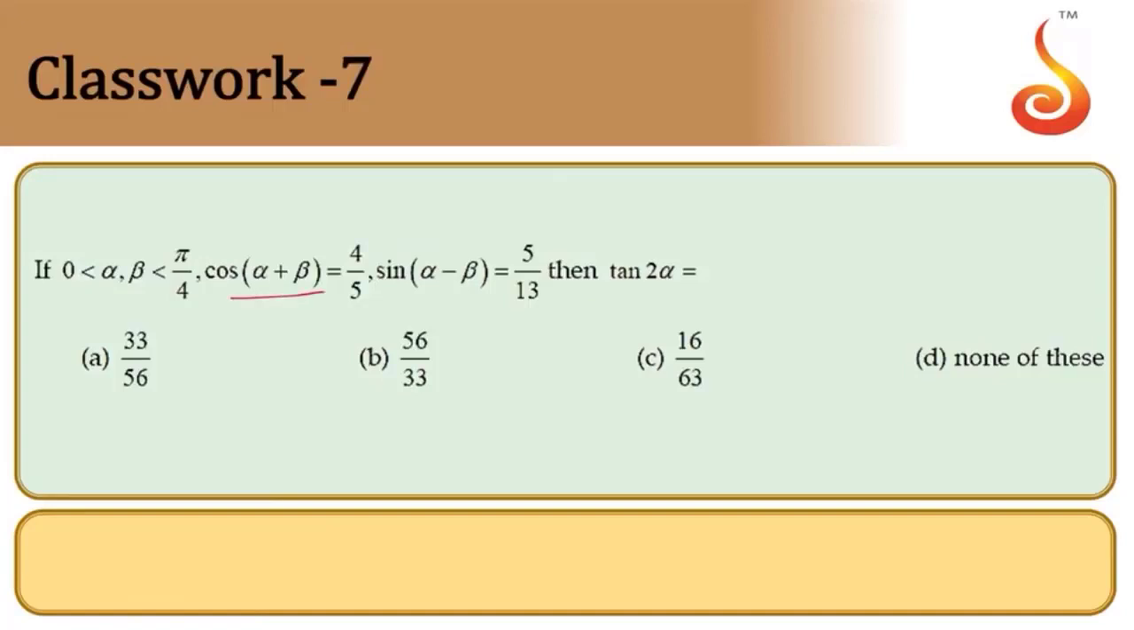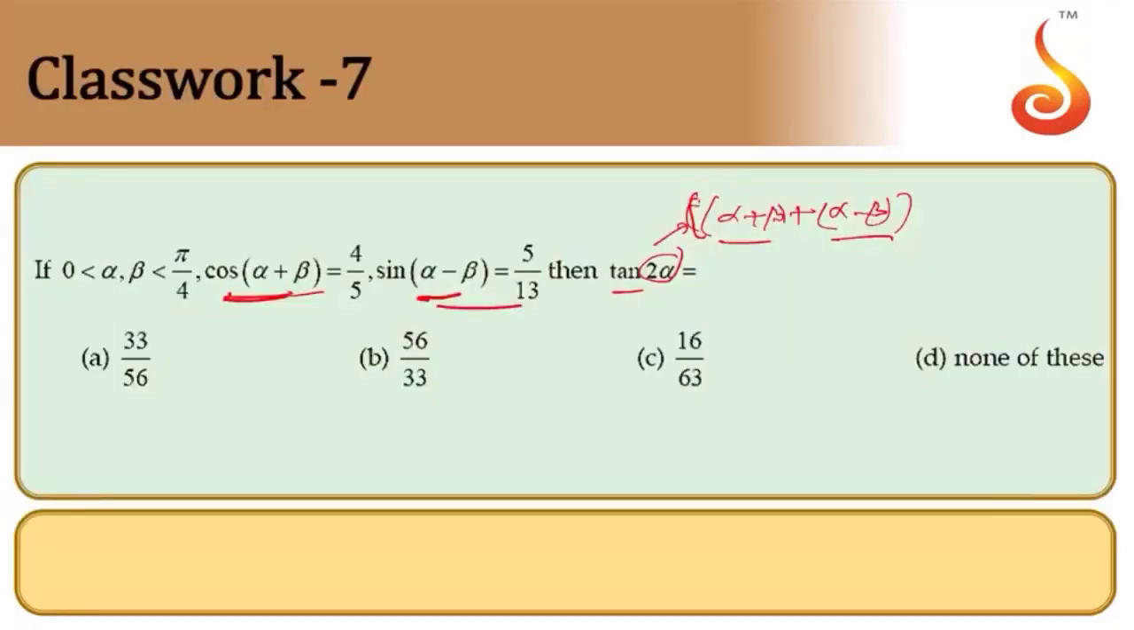Cos of alpha plus beta is 4 by 5, and sine of alpha minus beta is 5 by 13. Find tan 2 alpha. See, 2 alpha can be replaced by alpha plus beta plus alpha minus beta. This is of the tan(a plus b) form, so it is convenient to convert this in terms of tan, so that the problem is easy to simplify.